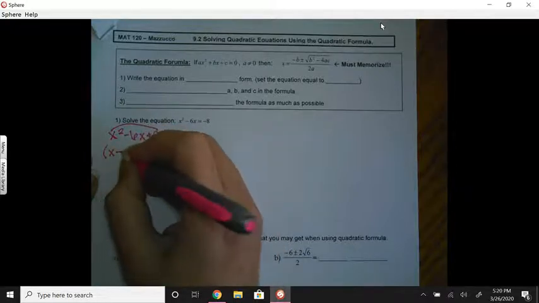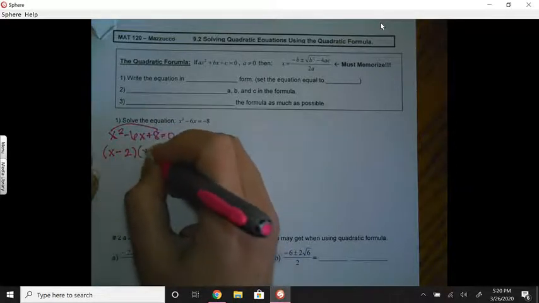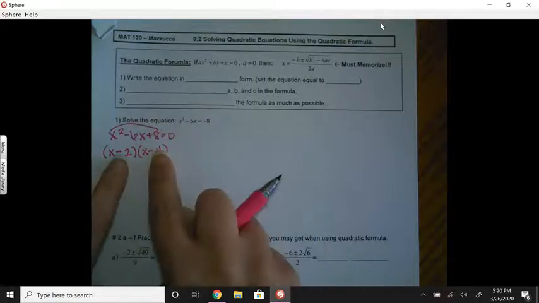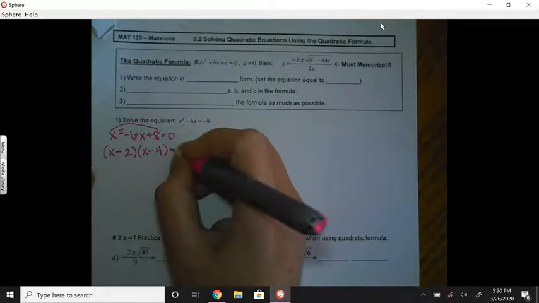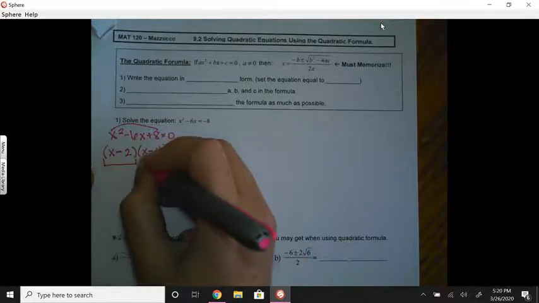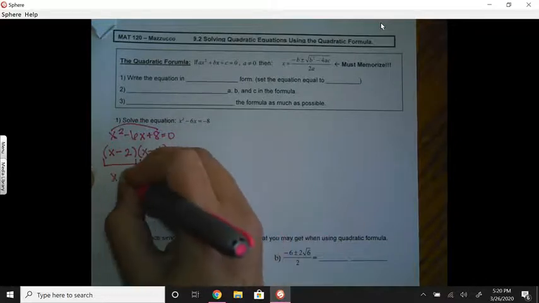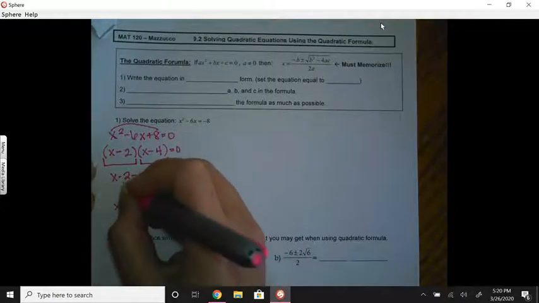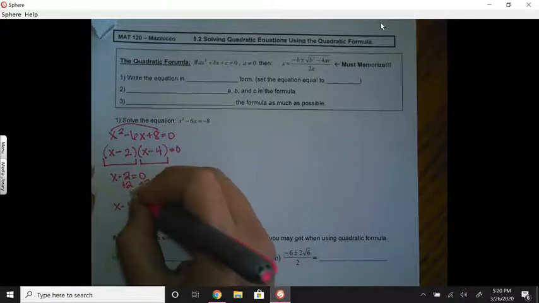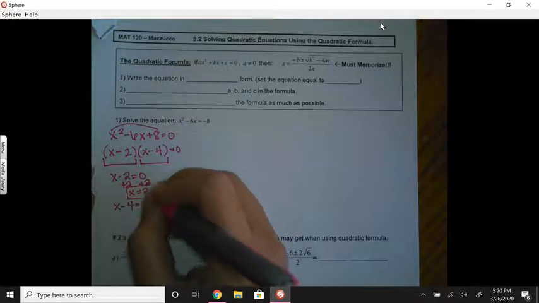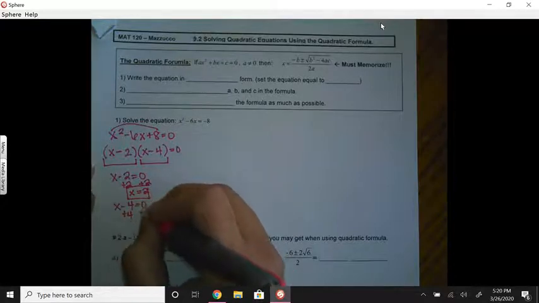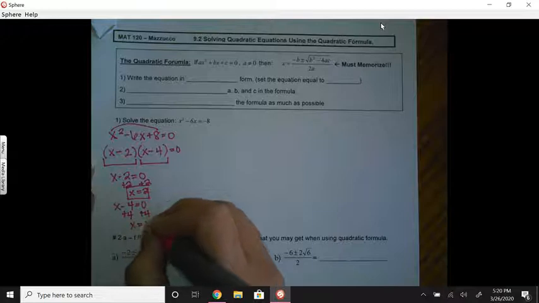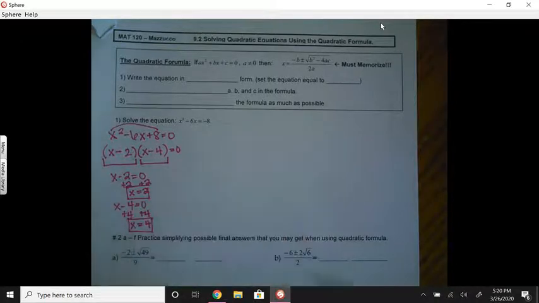So negative 2 and negative 4 would multiply to 8 and add to negative 6. Then we set each factor equal to 0, and we would get our solutions. So yes, you can still factor if it's possible. If it's not possible to factor, you can complete the square as you learned in the 9.1 videos.